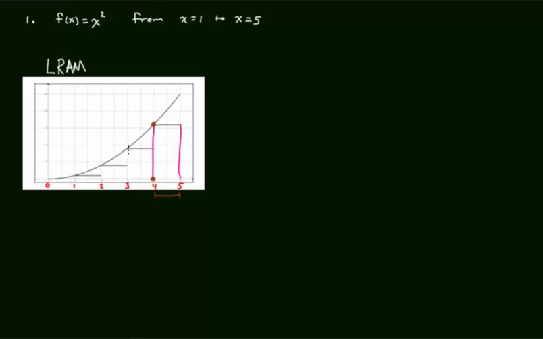The next rectangle would have its height at the left point 3, and then at the left point 2, and finally at the left point 1. And we would use these rectangles to approximate the definite integral, left rectangle approximation method, LRAM. The integral from 1 to 5 of x squared dx is going to be approximately LRAM, which equals, we're going to add up these rectangles.